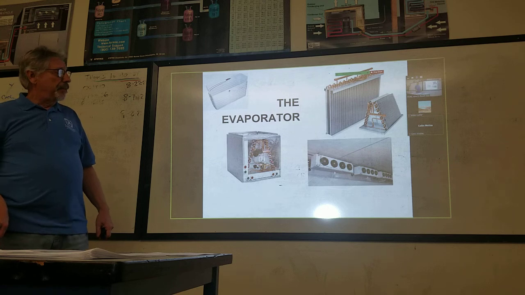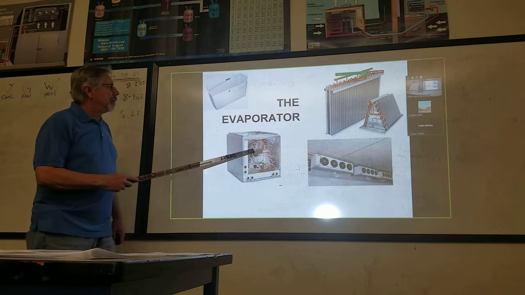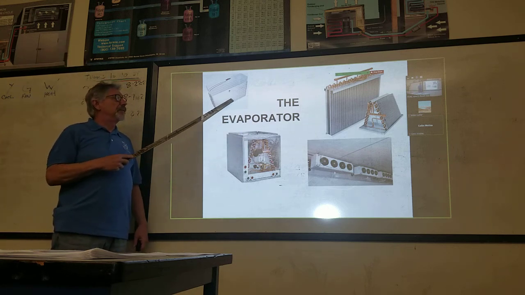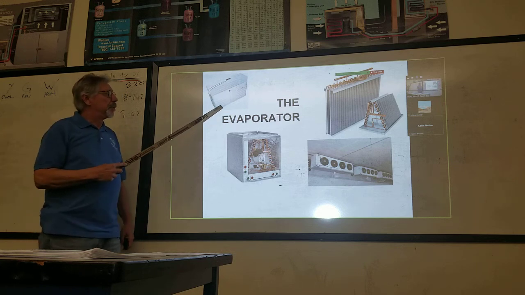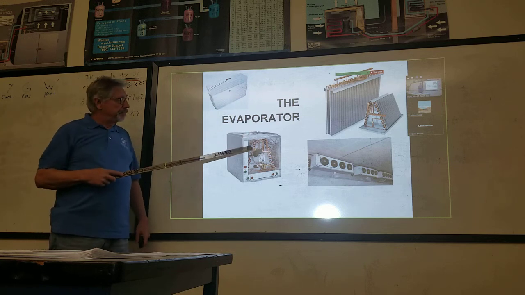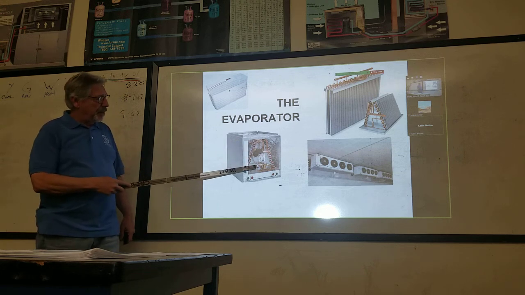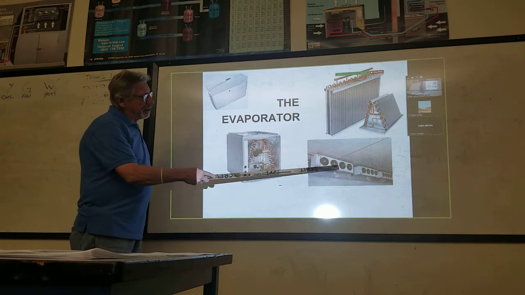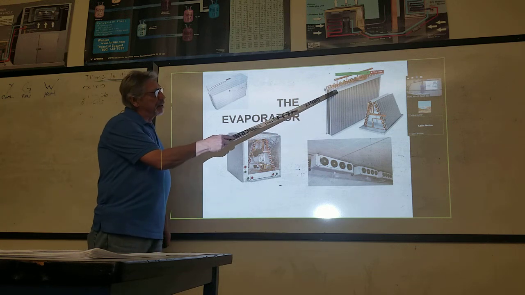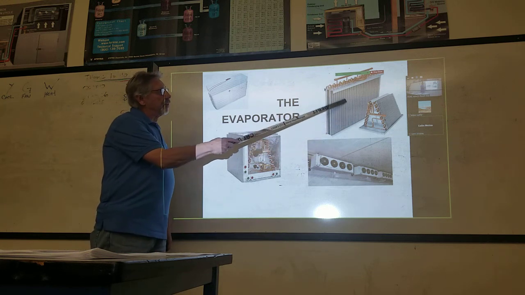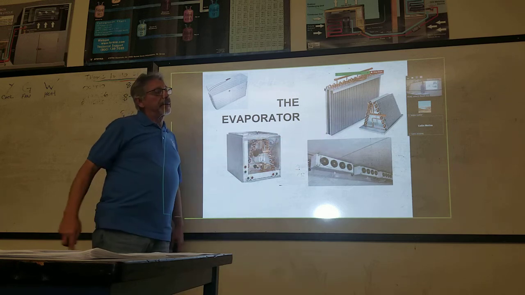Then we come to the evaporator. Here's a couple of different evaporators. Maybe you knew that that was an evaporator. Ever see one of those? Then a small refrigerator. A coil evaporator. These are evaporators in a refrigeration system. And here's a regular slant coil and a coil.